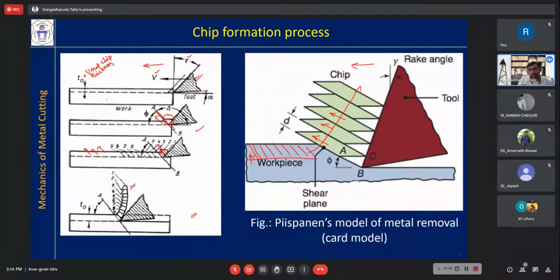Understand? They are just lifted up and they are going along this edge of the cutting tool, or the rake surface of the cutting tool. Now whatever angle that is there, the slippage is taking place along this plane. This is the direction of cutting velocity. The angle between this cutting velocity and this plane is called the shear plane.